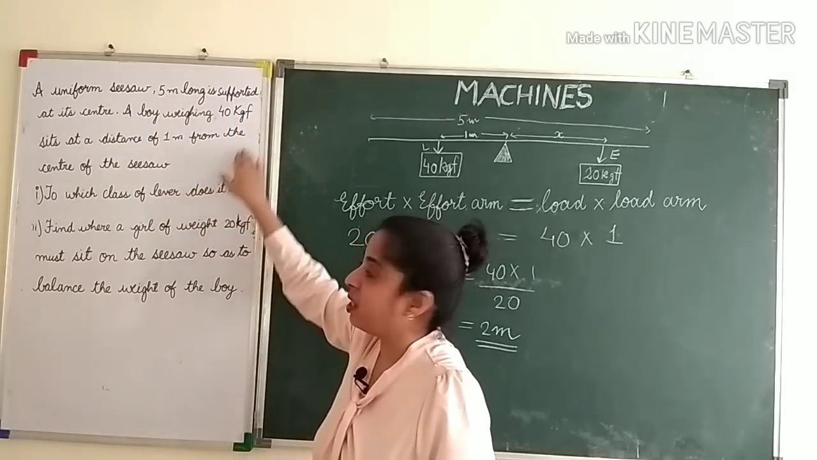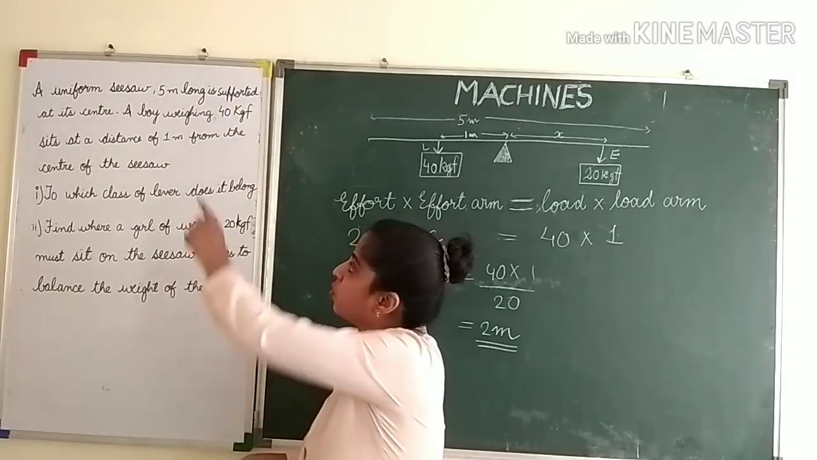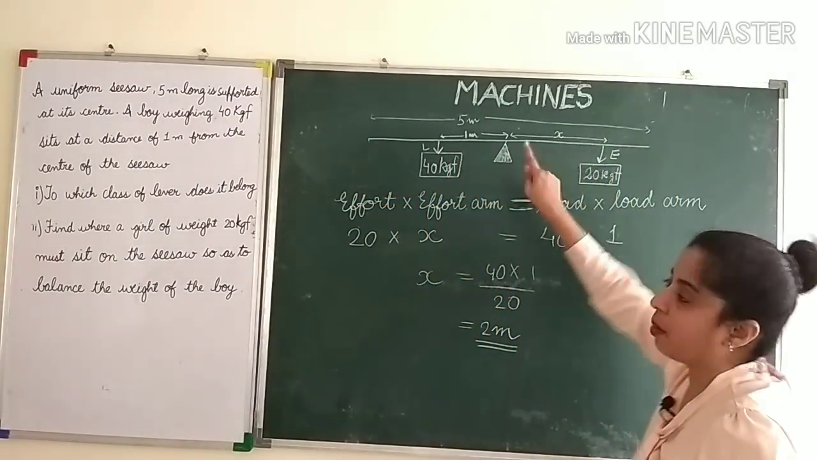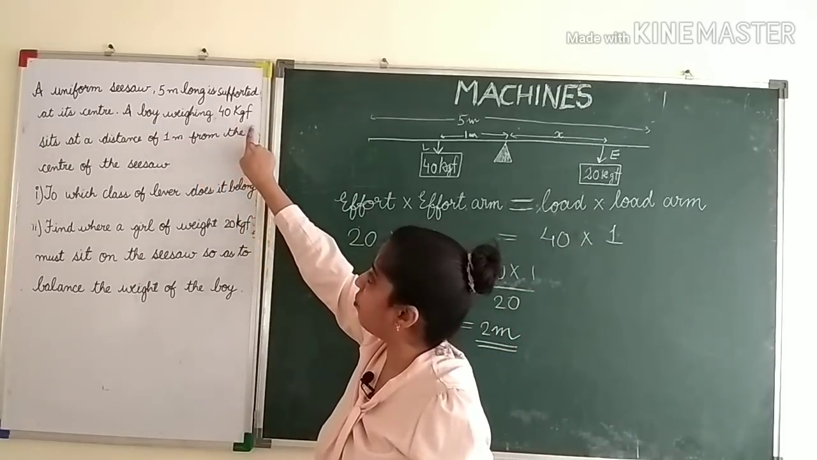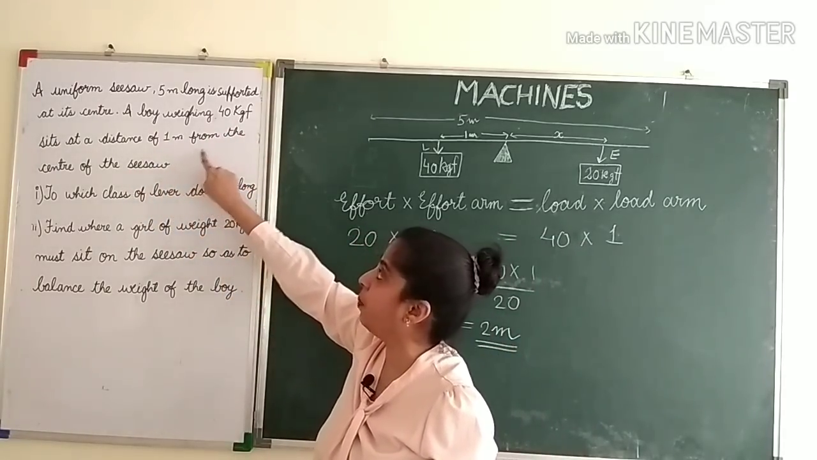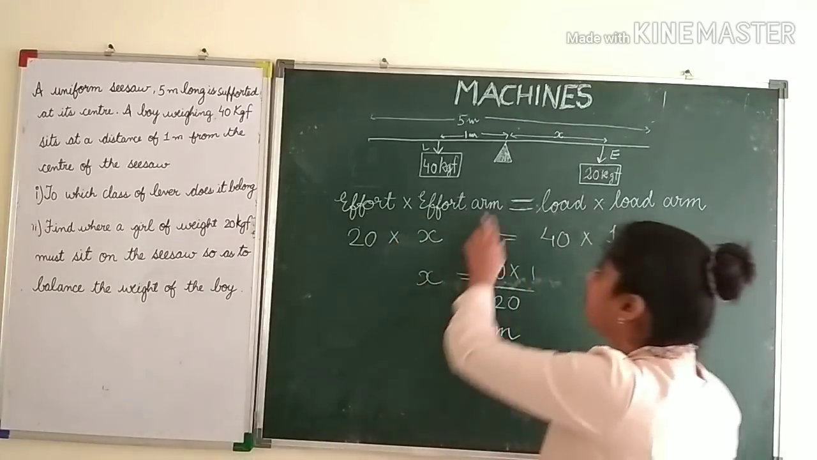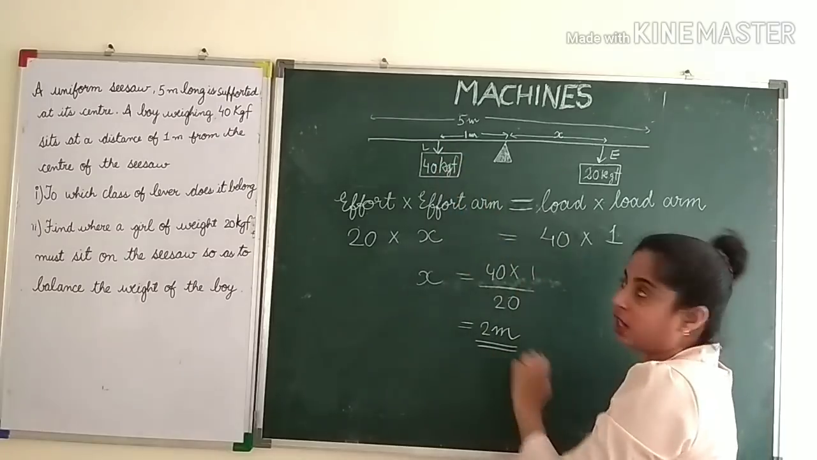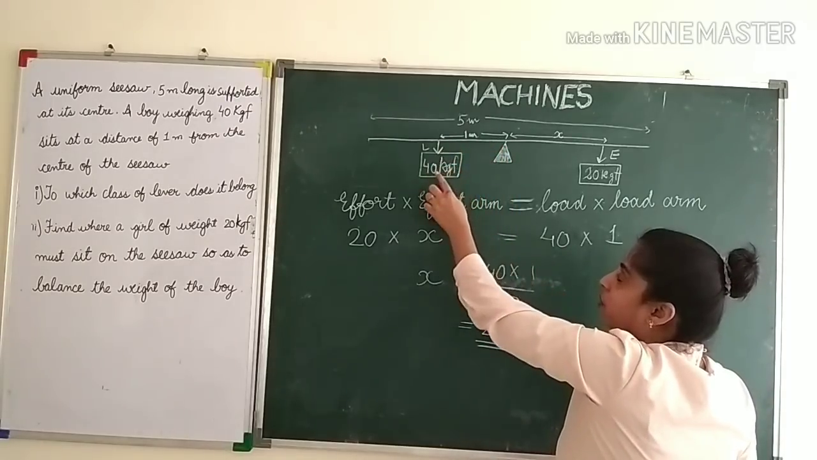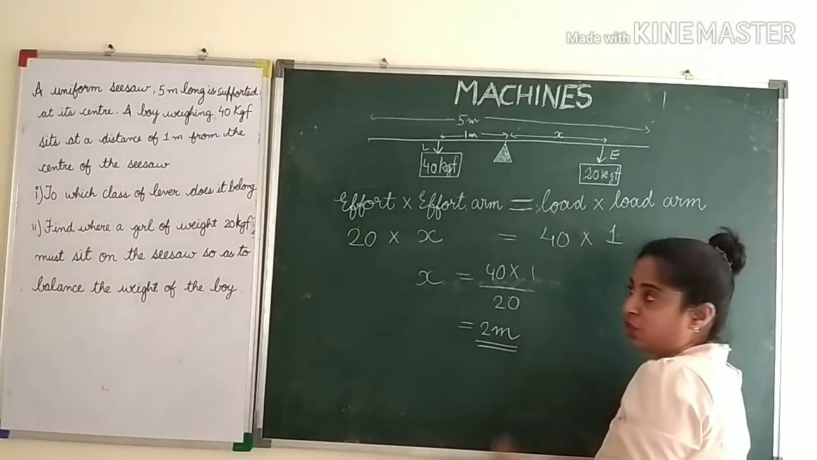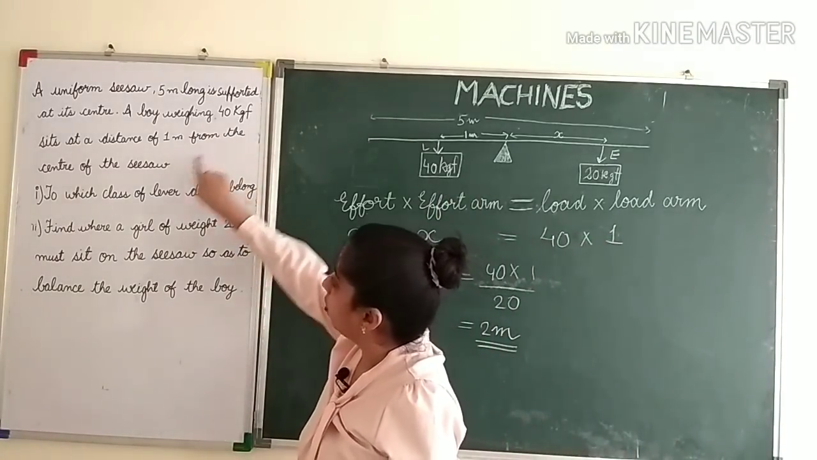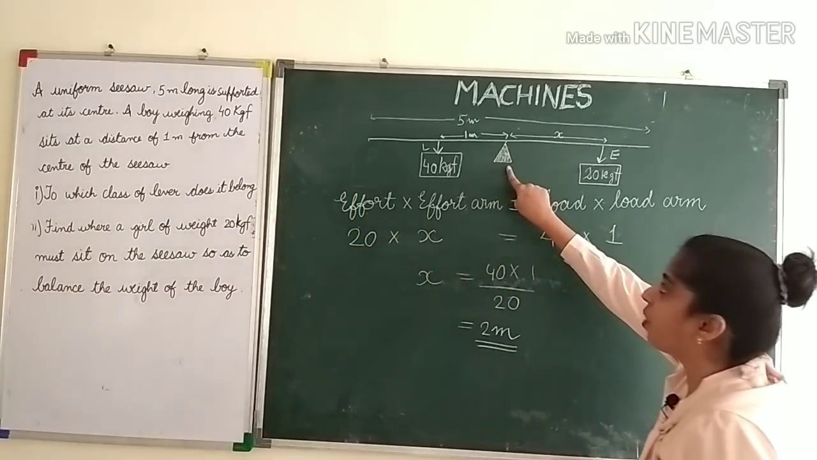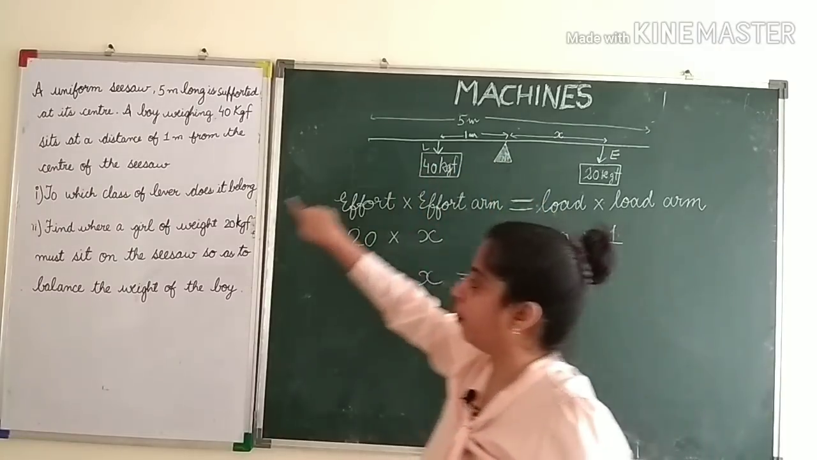First of all, by the given information, we'll draw the diagram. So a uniform seesaw 5 meter long. We will draw a uniform seesaw which is 5 meter long. Then a boy weighing 40 kgf sits at a distance of 1 meter from the center. So center will be the fulcrum. From here he will sit at 1 meter from the center. So we will mark 1 meter from there and we will mark the load as 40 kgf. Now to which class of lever does it belong? Question 1. Since the fulcrum is in between, it is a class 1 lever.